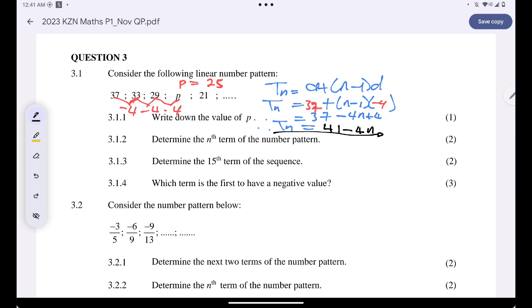Then I'm asked to determine the 15th term of the sequence. The 15th term of the sequence, that is T15. Guys, please avoid using this thing that you just calculated to find the term of a sequence altogether. Why am I saying so? I'm saying that because I could have made a mistake when answering 3.1.2. So if I made a mistake, that simply means that my answer is wrong. So I can't continue with the wrong answer. So just to be safe, please always work with what you are given.